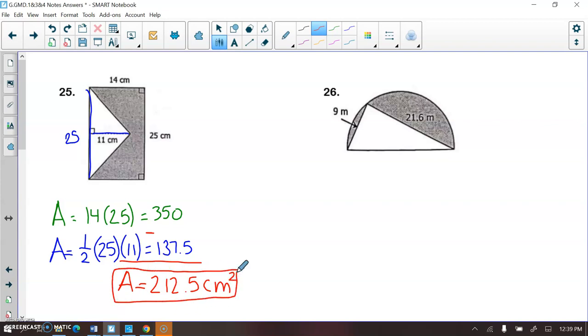All right, on my next one here, I'm going to need to use this right triangle to help me find this diameter of my half circle. So I'm going to use the Pythagorean theorem to do that. I'm going to set that up, and then I'm going to have you pause the video and finish off the Pythagorean theorem on your own.